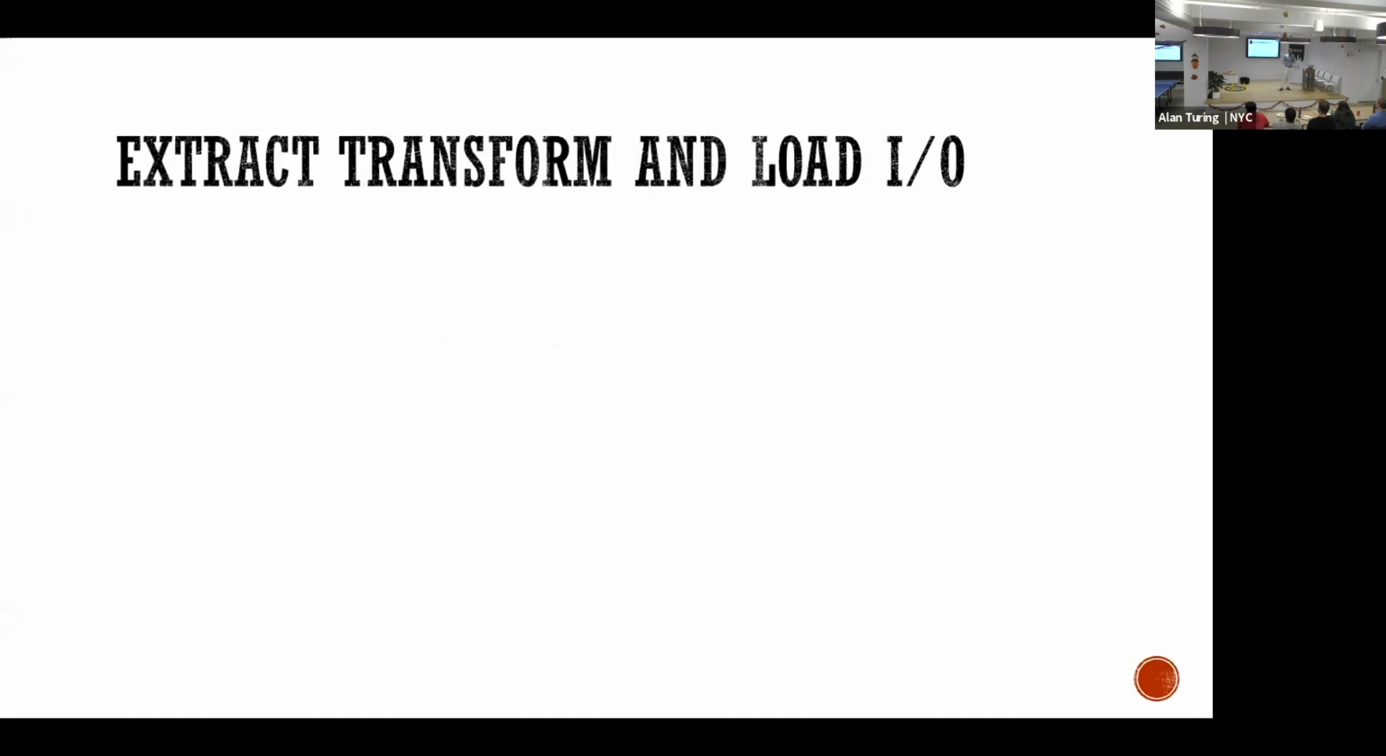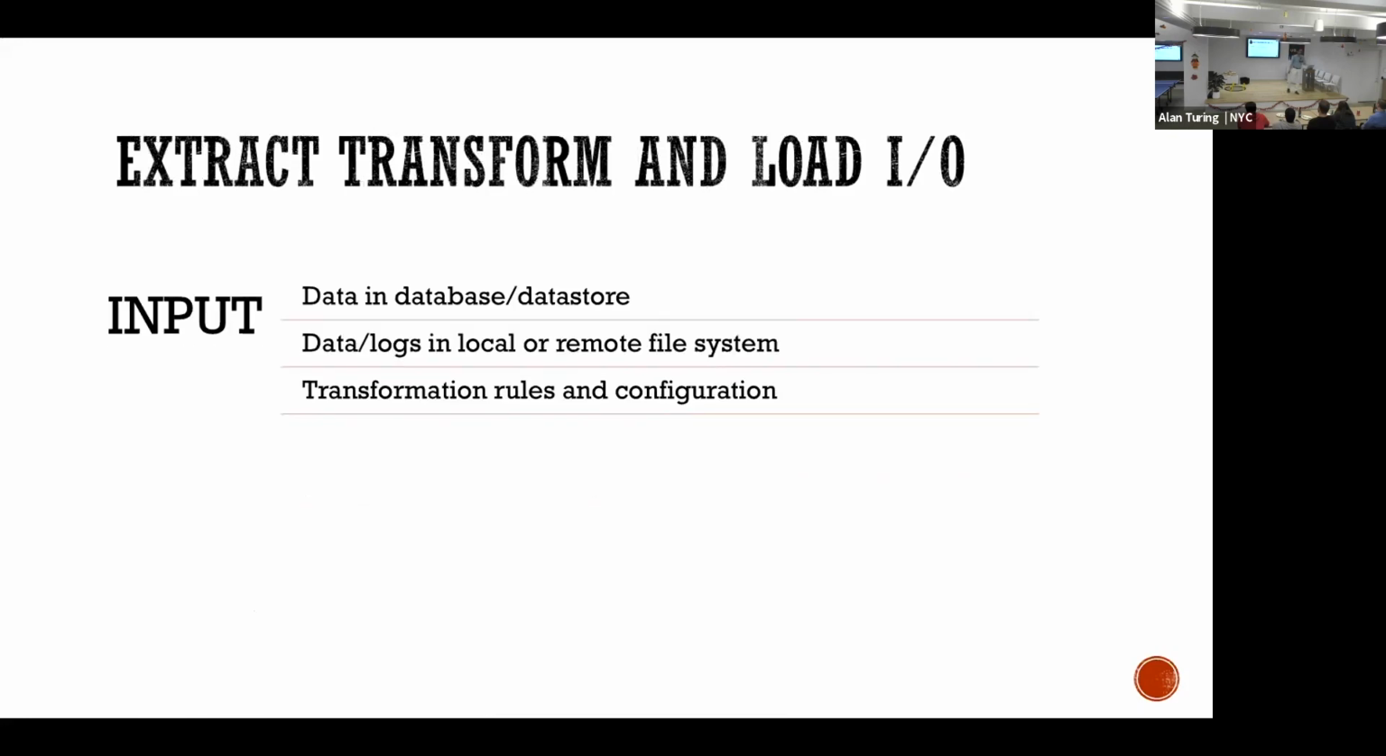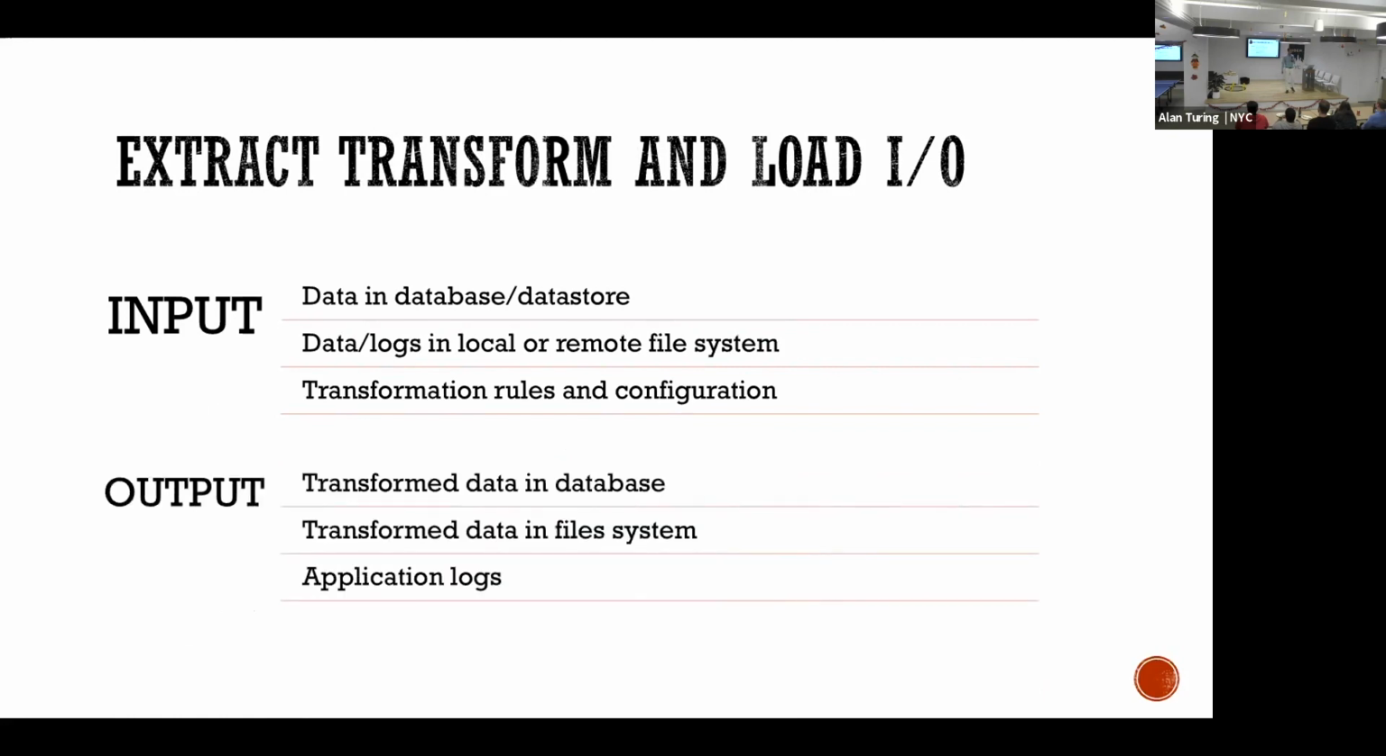So we need to answer a few basic questions. What is the typical input, for instance, for an ETL application? We've got some structured data, either in a database or data store. We may have some logs as an input that our ETL process will take. We may have some transformation rules or configuration and settings, and our output will be, again, transformed data either in a database, in some structured file, or application logs. I'm just calling this out because those things will be very important for us to consider, especially when we take on end-to-end testing.